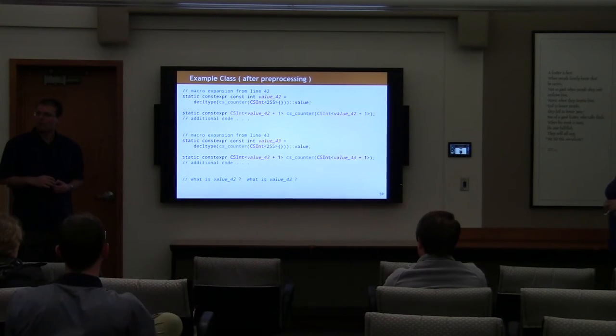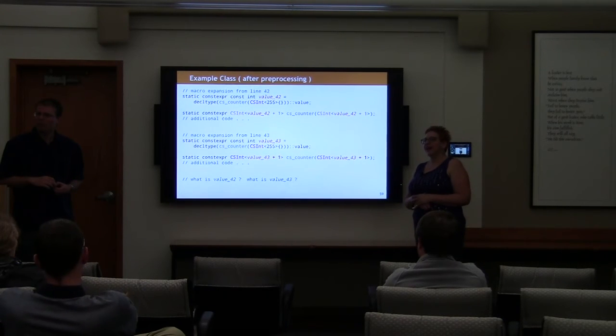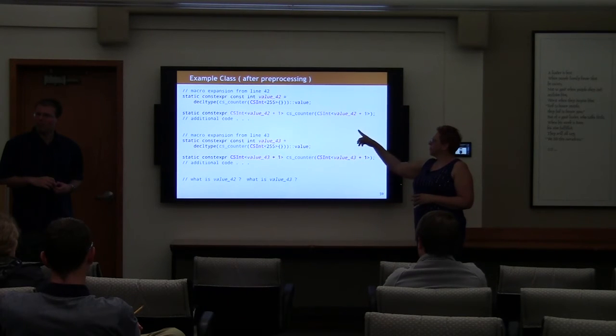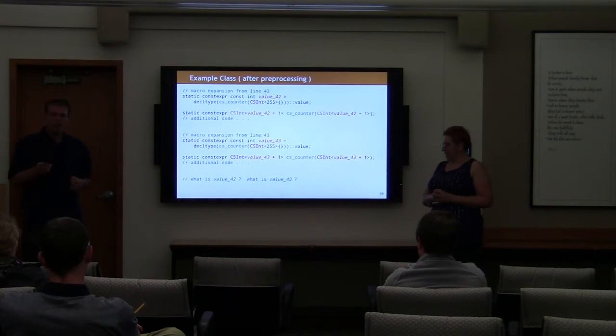So when you call CS counter with that CS int thing, it should find the overload the largest integer less than or equal to the value that you give it because of the inheritance chain you set up. The CS int 255. Yeah. So what number do we get for value 42?